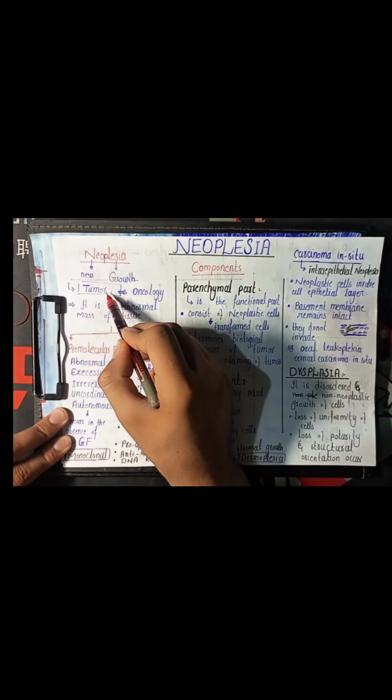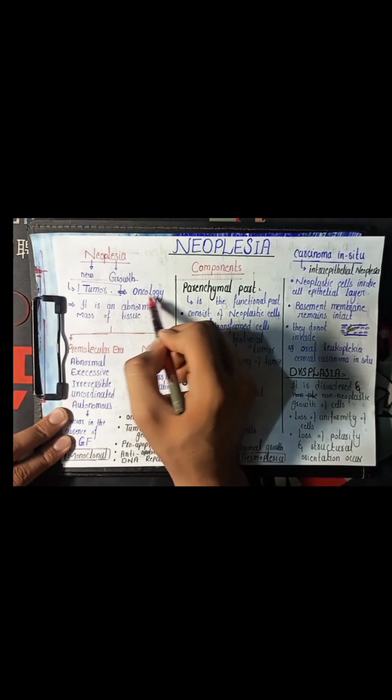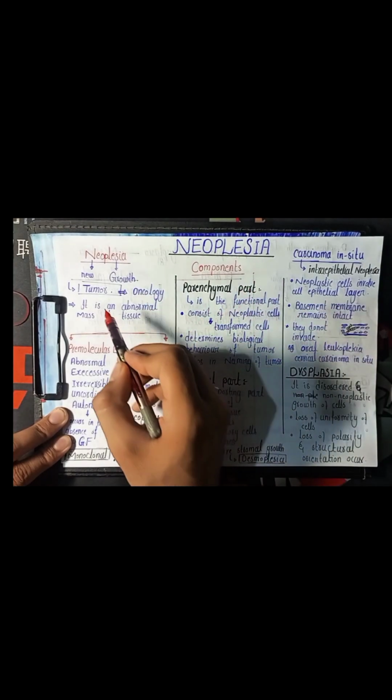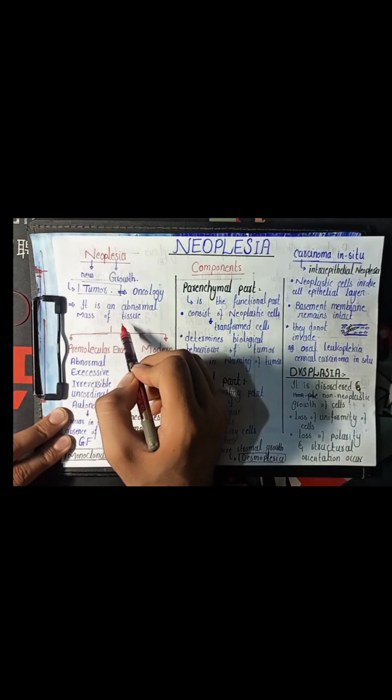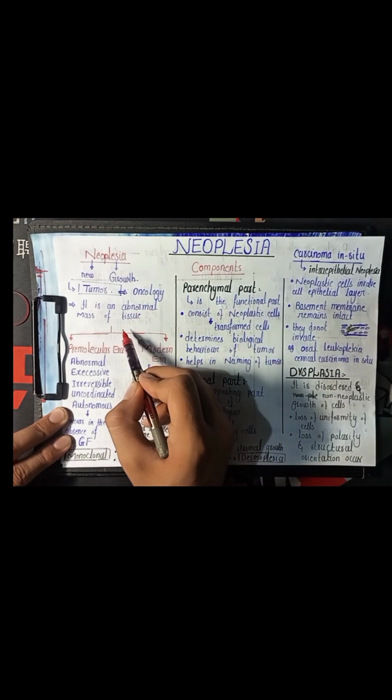So today we start Neoplasia. Neoplasia means the new growth of the cell. Neoplasia is also known as the tumor, and the study of tumor is known as oncology. Neoplasia is an abnormal mass of the tissue and it has two concepts.